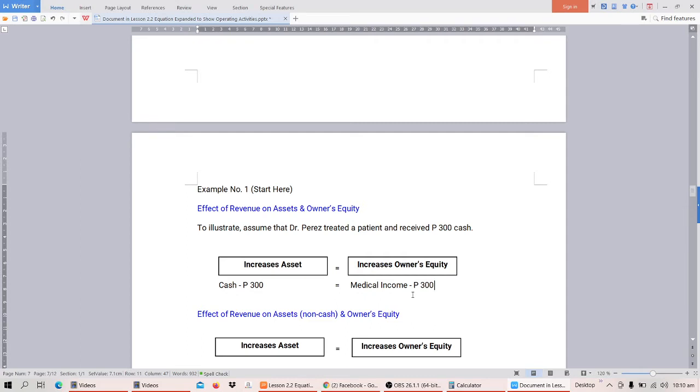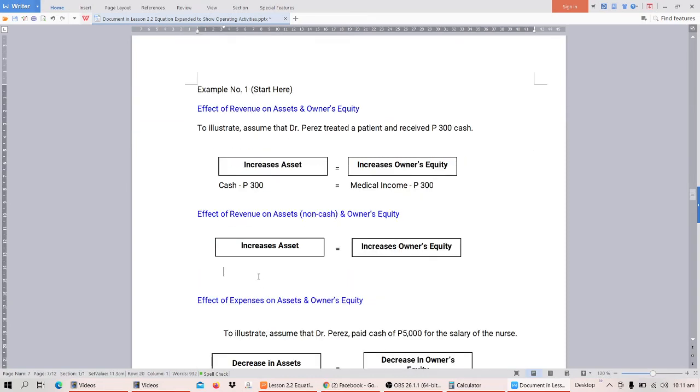So the asset will still increase, but instead of cash, the account affected is the accounts receivable. Instead of cash, we are going to place here accounts receivable, since we didn't receive the cash, amounting to 300. So the account was changed from cash to accounts receivable. There will be an increase in asset, and at the same time an increase in your owner's equity: medical income, equals 300 pesos.